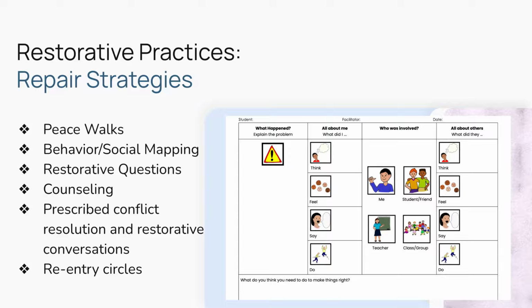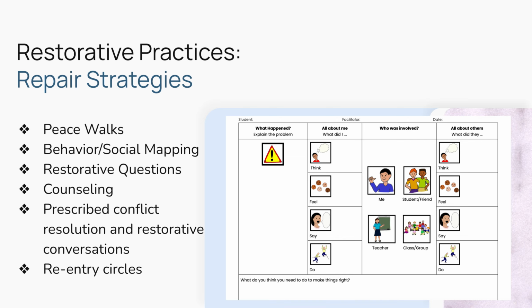So students could quite literally walk physically towards each other as they worked their way through the restorative questions and would meet each other in the center when they had resolved their conflict and were ready to come up with a plan to move forward from it. So really, really cool idea. And then these behavior social mapping and restorative questions are just a more paper-pencil approach to it.